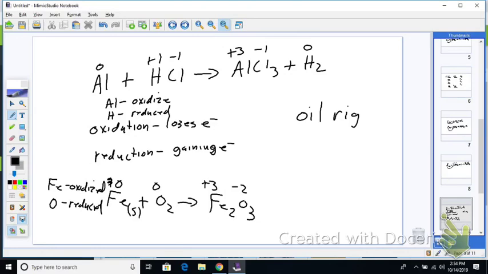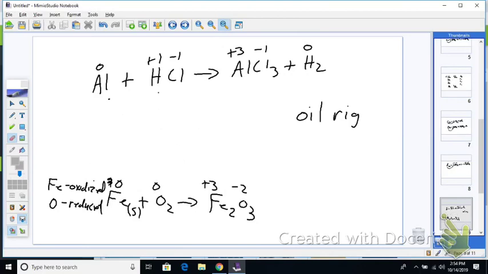Okay. So on this first one, what's happening to the electrons on this first one? Tell me where they're going, where they're coming from, how many's lost, how many's gained. So where are they coming from? Where are the electrons coming from that are being transferred? What element's giving them up? Al's giving them up. Right?